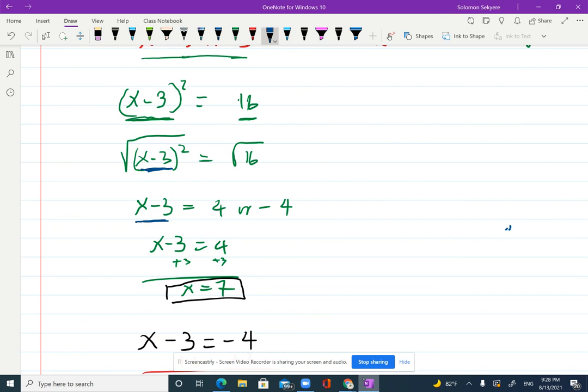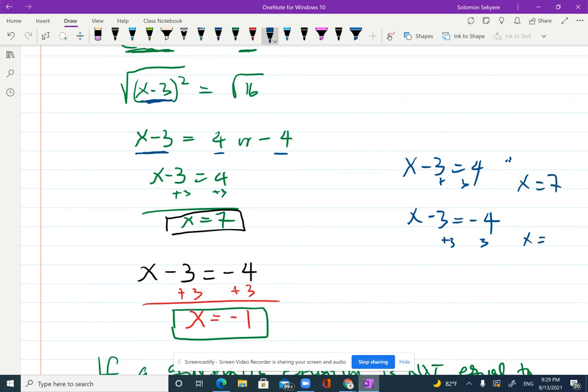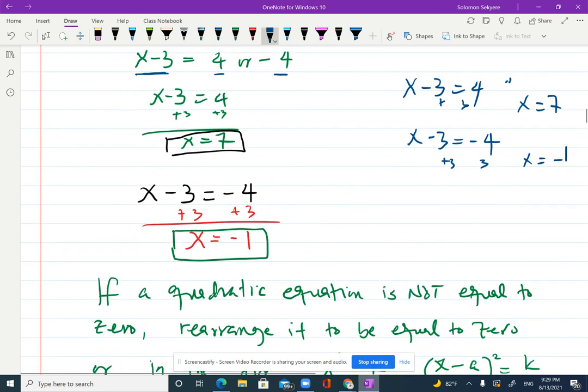This is equal to what? The square root of 16 is either 4 or negative 4. Always keep that in mind. So we solve two equations. x minus 3 is either equal to 4 or x minus 3 is equal to negative 4. Then you solve for both: plus 3, and here x equals 7, x equals negative 1. Those are your two answers.